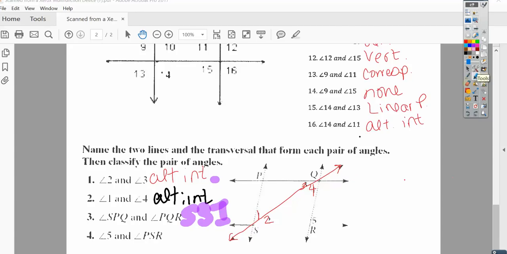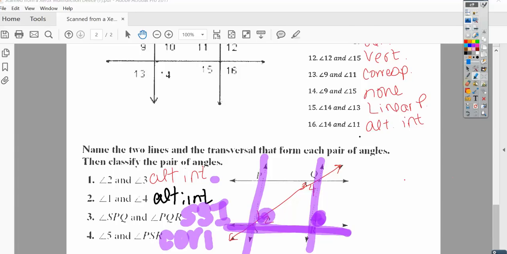If we do the last one real quick, the last one is angle 5, which is here, and angle PSR, so that's this angle right here, which uses those two lines, and this angle here uses those two. So if you look at those two, the relationship is corresponding. So next class, we get to actually use more than just what these are, but you have to first be able to determine the relationships between them so you're successful.